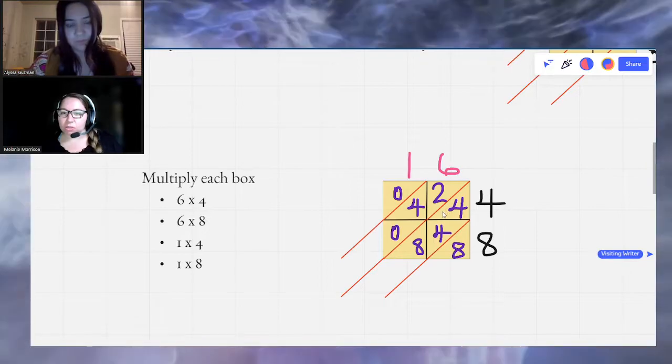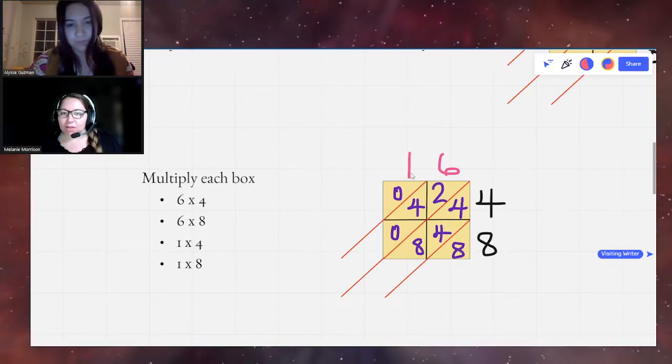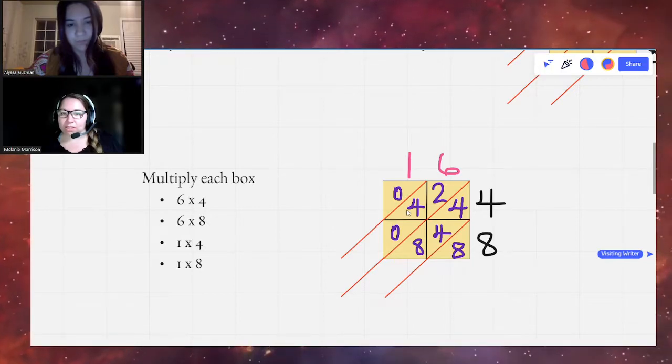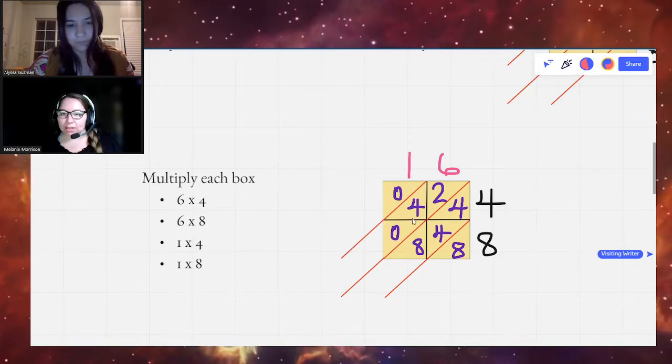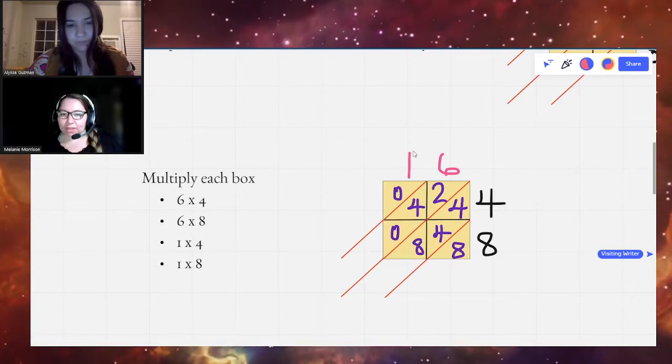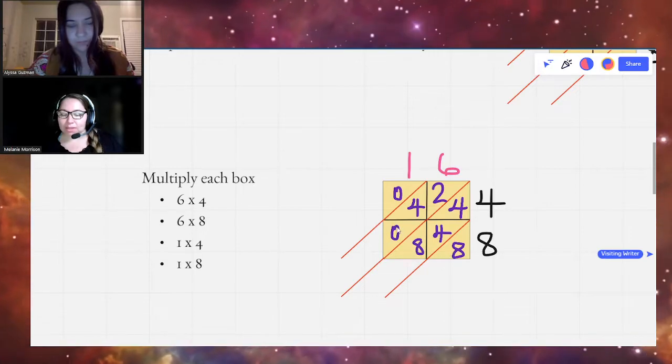So 6 times 4 is 24. 6 times 8 is 48. And then we move on to this one. 1 times 4 is 4. Notice how we put a 0 in the tens place. 0 is our placeholder there. And then 1 times 8 is 8. Again, we put a 0 in the tens place.